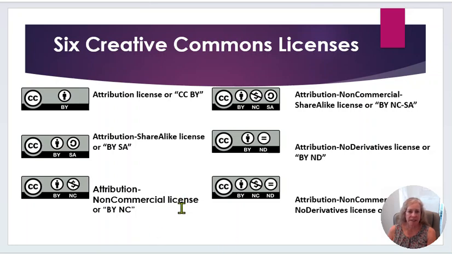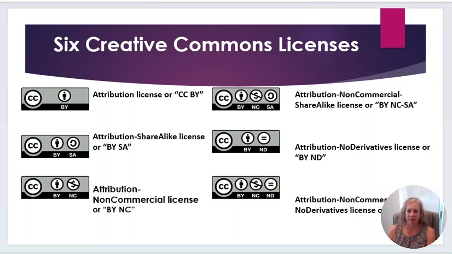And then the CC BY NC is the attribution non-commercial license. BY NC permits non-commercial reuse with attribution. And then the fourth one, the attribution non-commercial share-alike license, which is BY NC SA, permits non-commercial reuse with attribution given when adaptations are licensed under the same or compatible Creative Commons license.